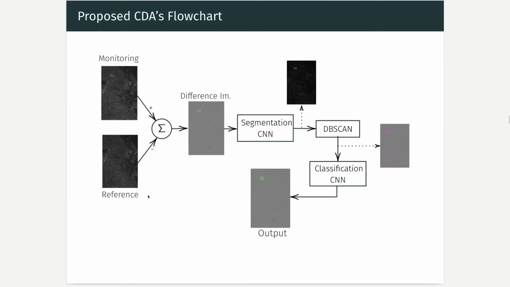The monitoring image and the reference image are combined to produce the difference image. It is fed to the segmentation CNN, which will spit out a probability map representing which pixels are most likely to be part of changes. And the DBSCAN algorithm receives a binary mask that was thresholded by omega-1 and localizes these possible changes, which are the bright spots in this image, and gives the central coordinates of these possible changes to the classification CNN, which will analyze each one of the patches around the centers of possible changes and determine whether they are changes or they aren't changes.